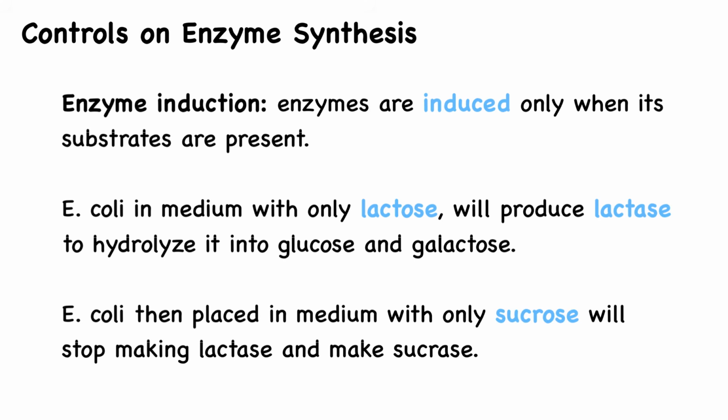For example, E. coli in medium with only lactose will produce the enzyme lactase to hydrolyze it into glucose and galactose. If you then take that E. coli and place it in a medium with only sucrose, it will stop making lactase and make the enzyme sucrase instead. This efficiency is one reason microbes survive so well in changing environments.